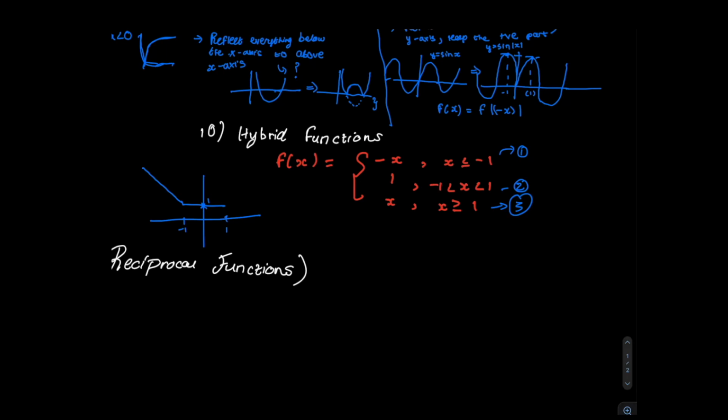And then for x greater than or equal to 1, we have to sketch the graph y is equal to x, and that is pretty simple again. So this is basically the graph. There are 3 points, and it's quite simple. But the idea of continuity comes in here.